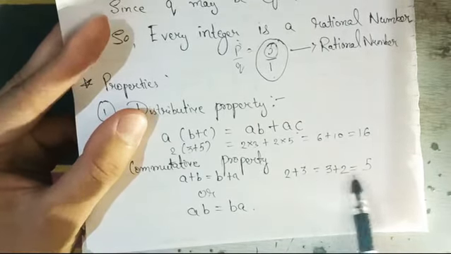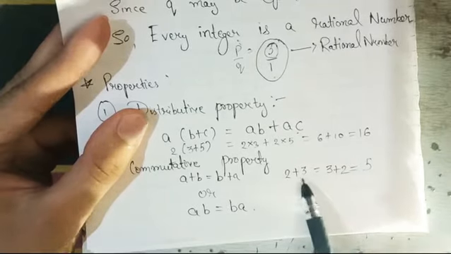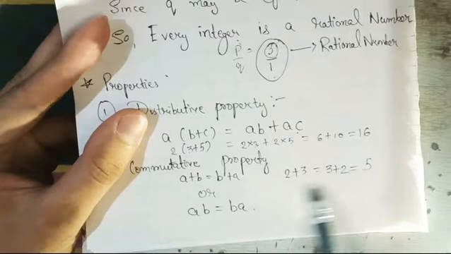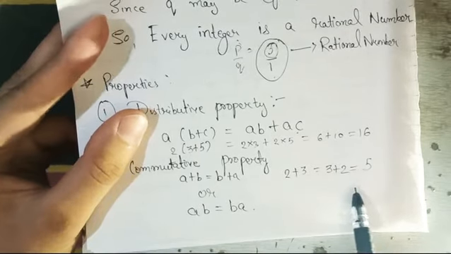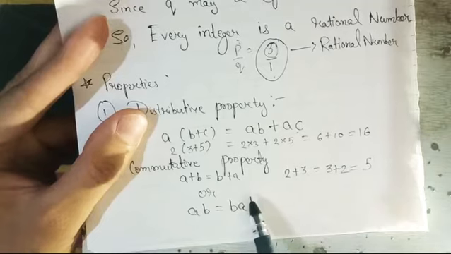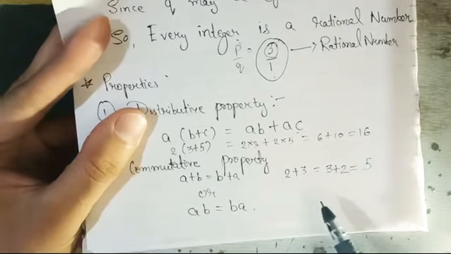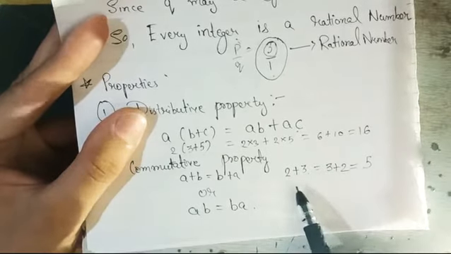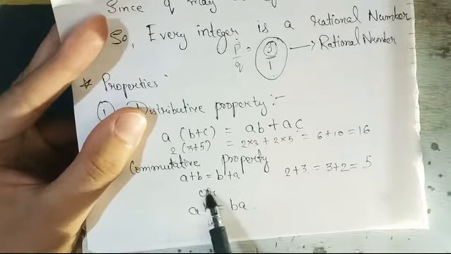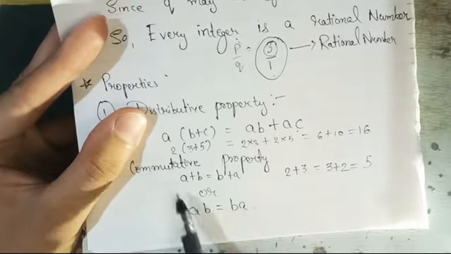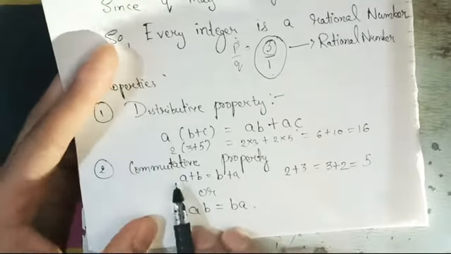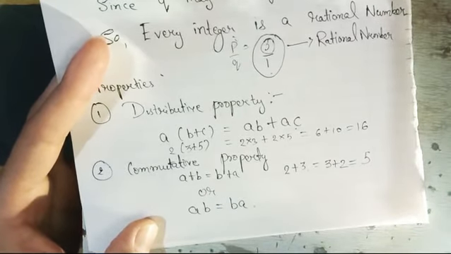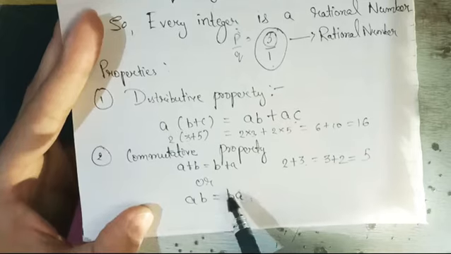But the answer is always the same. That means either I write 2 plus 3 or I write 3 plus 2, the value will be the same, that is 5 only. So we can arrange the rational numbers or integers in the form a plus b equal to b plus a. So that is the commutative property of addition, because the plus sign is there, we can call it the commutative property of addition.